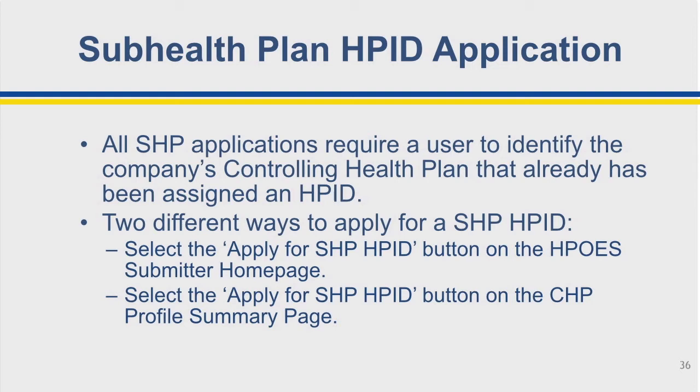There are two different ways to apply for a SHIP HPID. All users can select the Apply for SHIP's HPID button from the home page. Additionally, if users have been granted access to the CHIP company through user role management, they can opt to apply for their SHIP's HPIDs from the CHIP's profile summary page. The main difference between these two paths is that when applying from the home page, the user will need to identify the CHIP, whereas when applying from the CHIP's profile summary page, the system will pre-populate the CHIP selection. We will walk through both workflows in the next few slides.